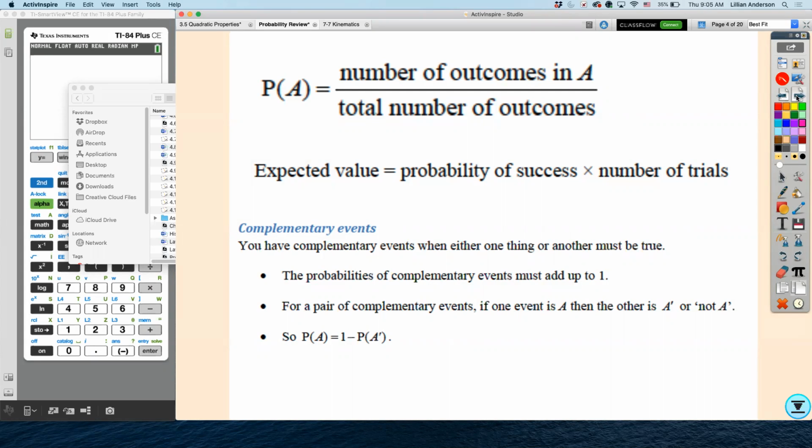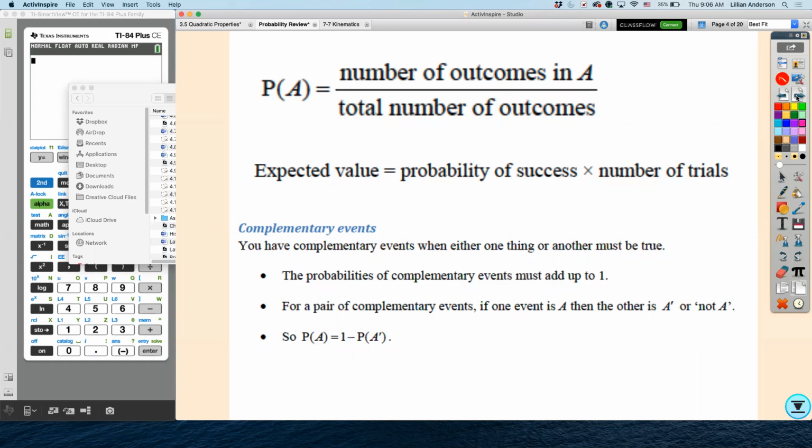Expected value, this should be very fresh in your mind as we just did it with probability distributions, binomial distribution, normal distribution. It's your probability of success times your number of trials. Again, if I'm a 65% free throw shooter and I shoot 100 free throws, then I'm expected to make 65. We're taking out any of the other elements, like me being sick or me breaking my arm. We're talking about just strictly running off of the numbers.